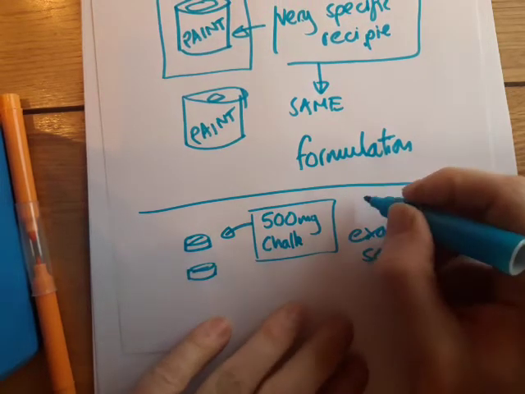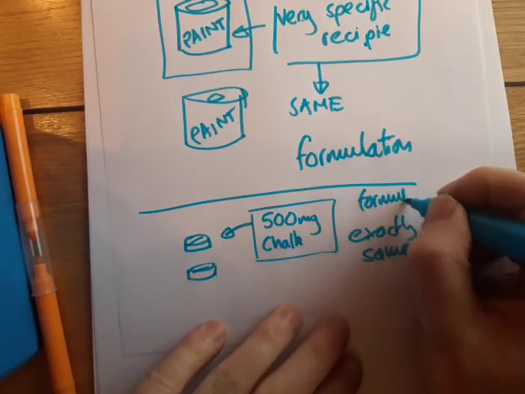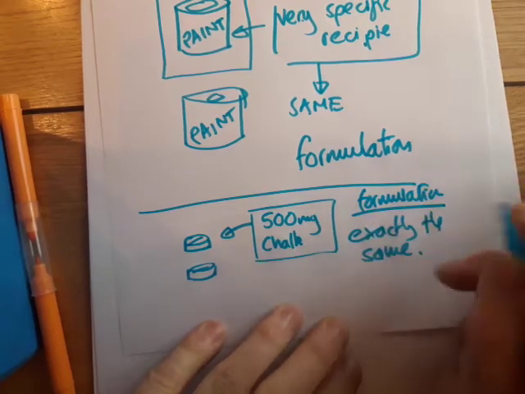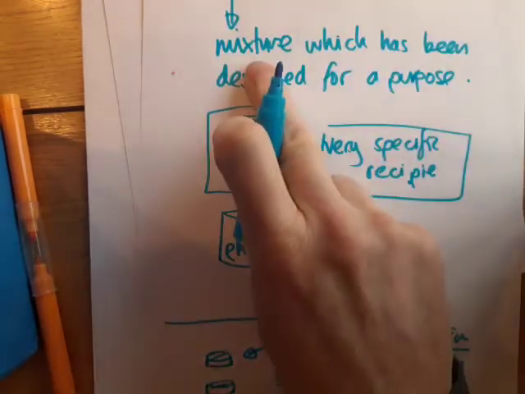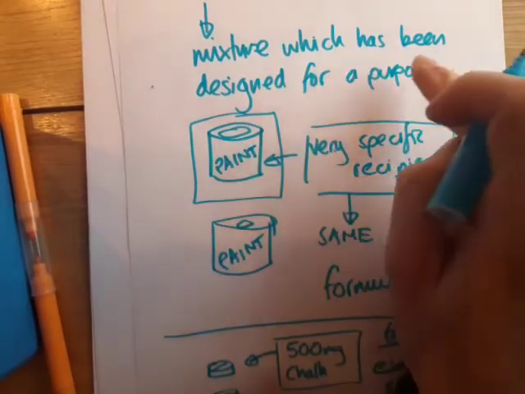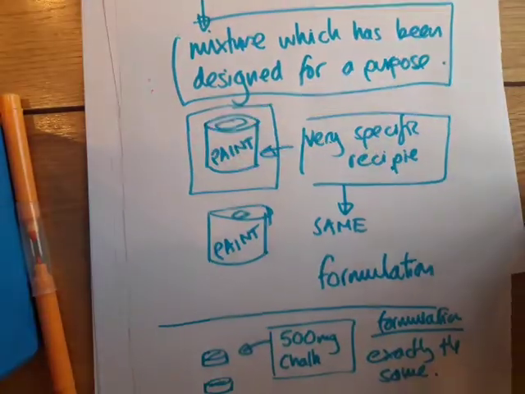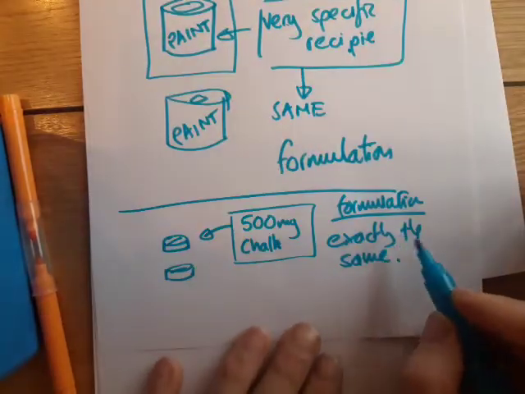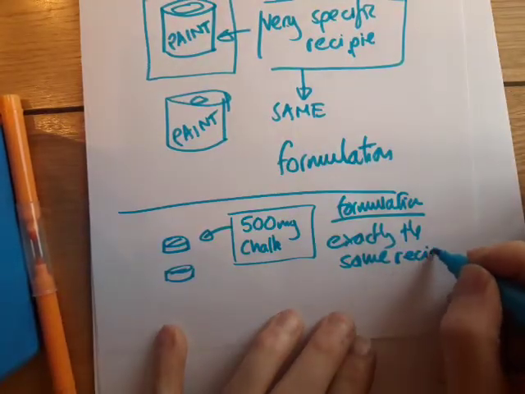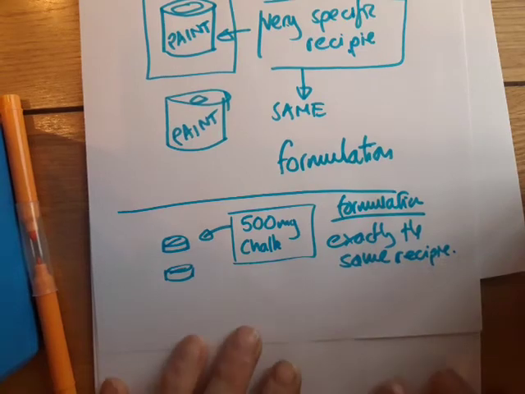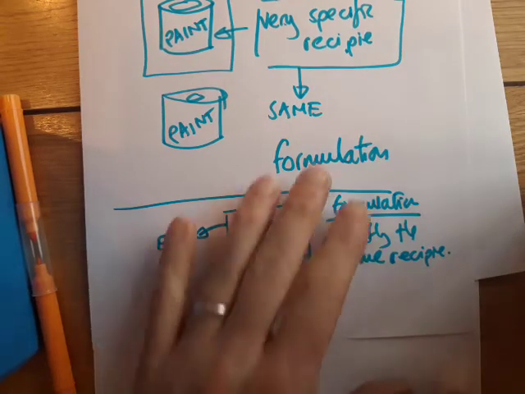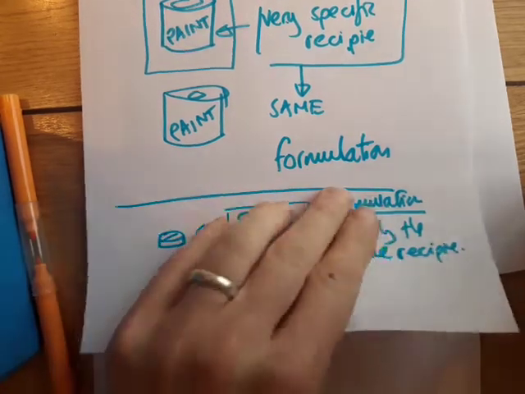That recipe is called a formulation. And you need to know that a formulation is a mixture which was designed for a purpose. So a formulation is a mixture which has been designed for a purpose, using exactly the same recipe, or exactly the same amounts of each substance. I'll give you some other examples of formulations.